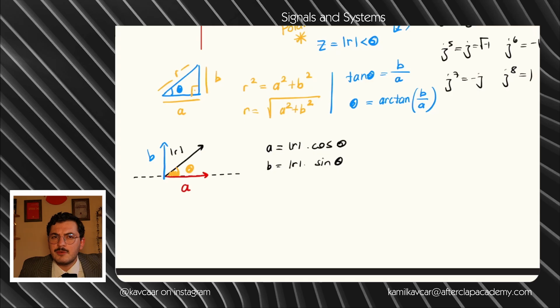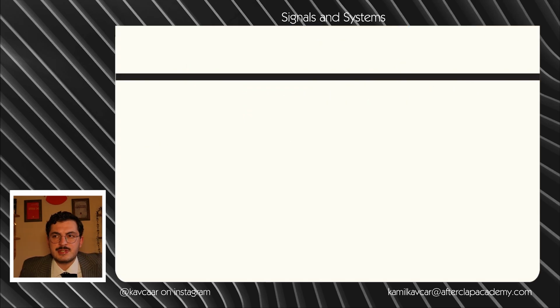And where are we going to move on, by the way? Euler's equation. Why? Euler's equation is something out of this world. Euler's equation explains the relationship between a complex exponential and sine and cosine. This is pretty important. This is gold right here.